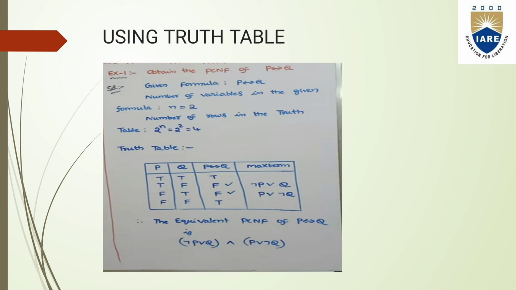For the second condition, the max term will be negation P or Q, and for the third condition, the max term will be P or negation Q. Therefore, the equivalent PCNF of P biconditional Q is negation P or Q and P or negation Q.